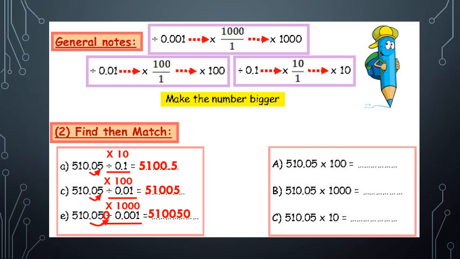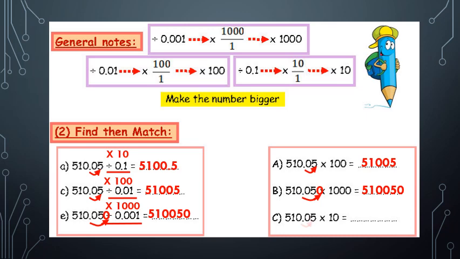Now, the second column, 510 and 5/100 by 100. The point will move to the right 2 steps, so the answer will be 51,005. Multiply by 1000, the point will move to the right 3 steps. Add 0 as many as you need. So the answer will be 510,050.